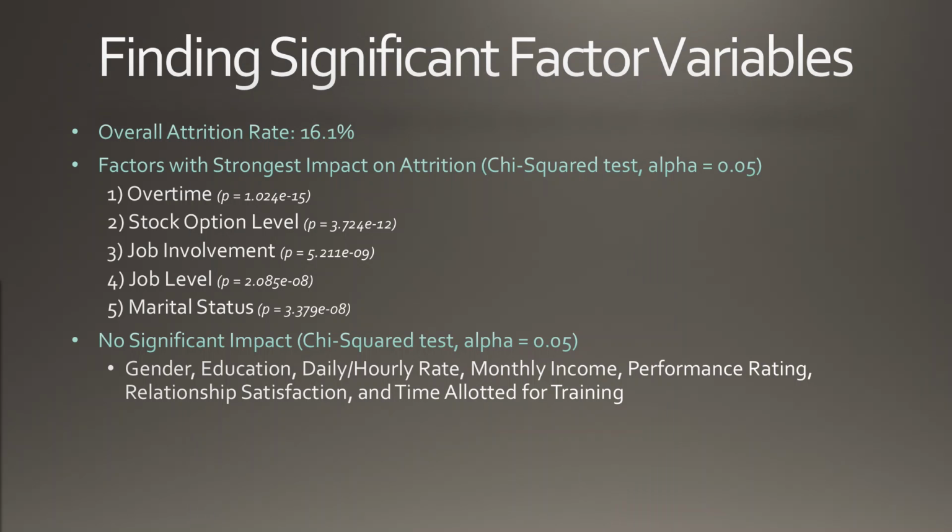Now let's look at the factor variables. Among these, here are the top 5 significant factor variables using the chi-squared test as the means to find which variables have the most significant impact on attrition: overtime, stock option level, job involvement, job level, and marital status. Also using the chi-square test, we can determine which variables do not have much significance. Among these are gender, education, daily rate, hourly rate, monthly income, performance rating, just to name a few.